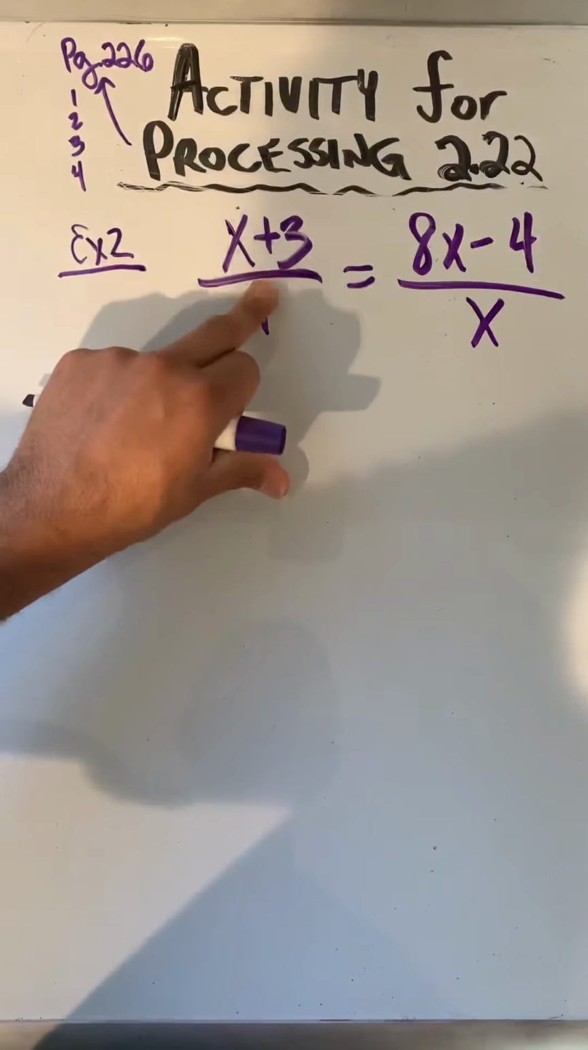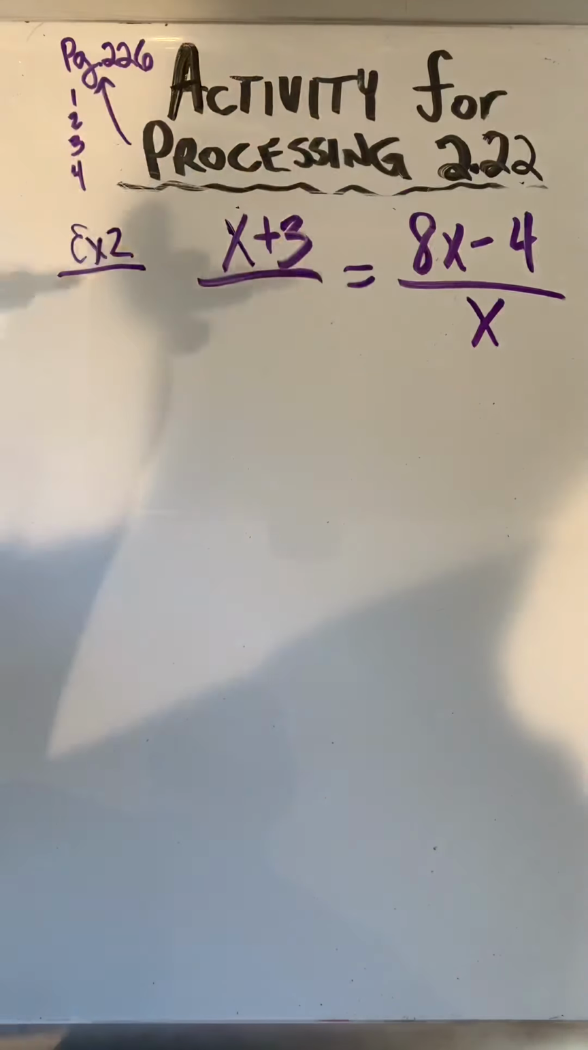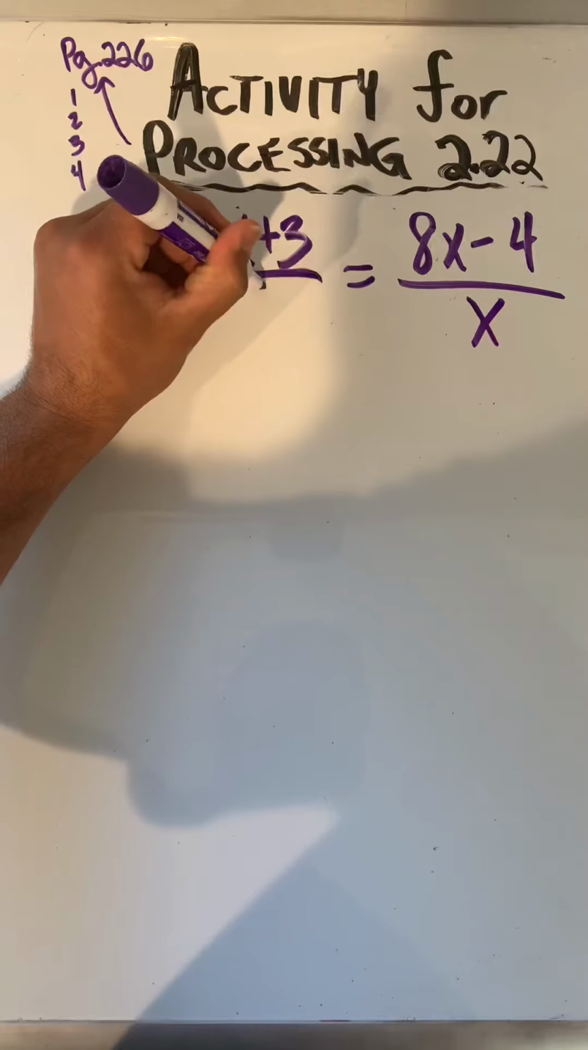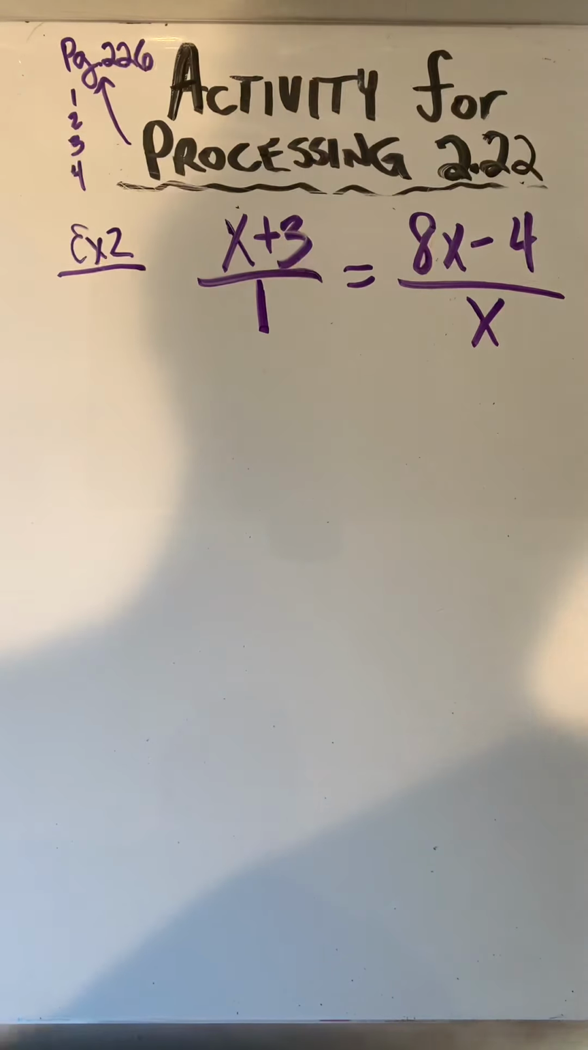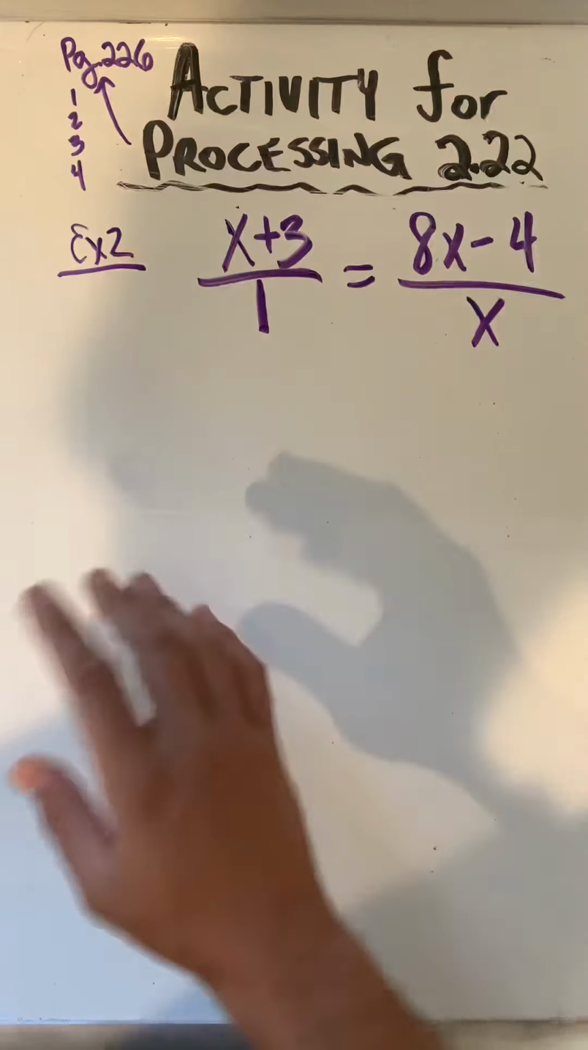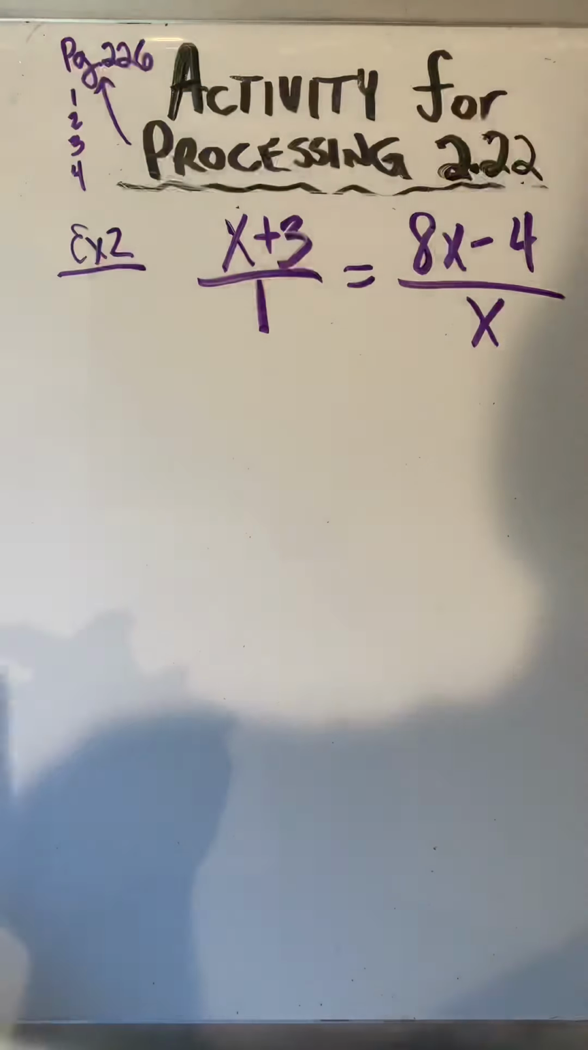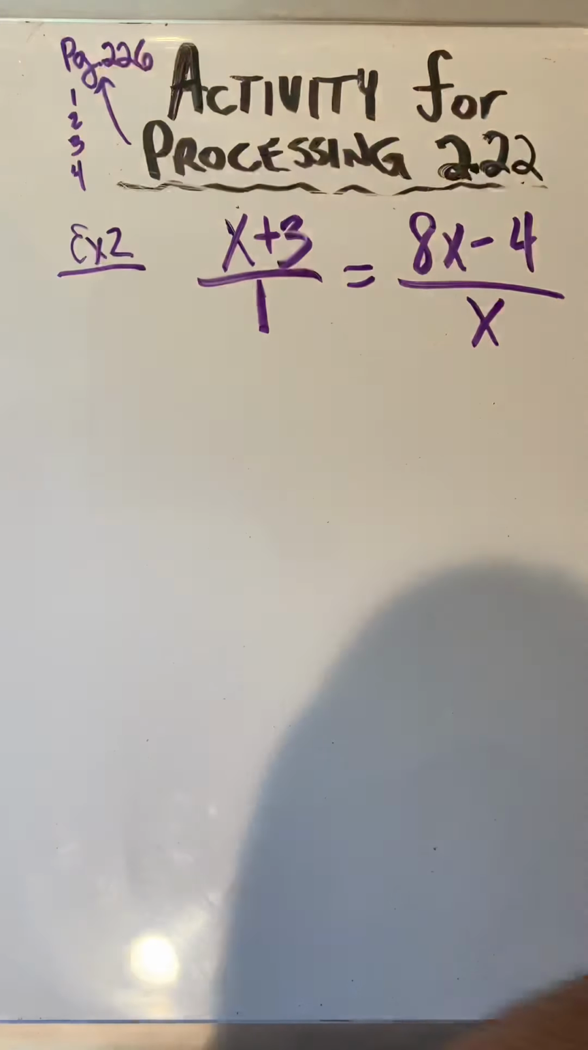I'm not sure if the problem had a 1 here or not, but if it did or it didn't, it does not matter. Just know that it's there, right? So if it didn't have it, put it there. If it did have it, great. They already gave it to you. So now we have a cross multiplication situation.